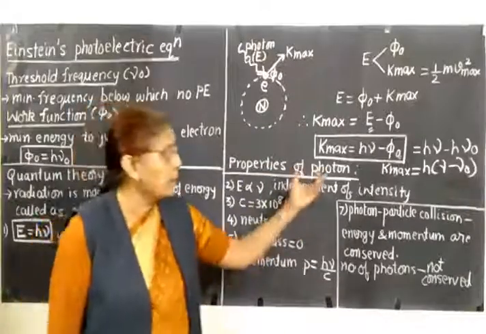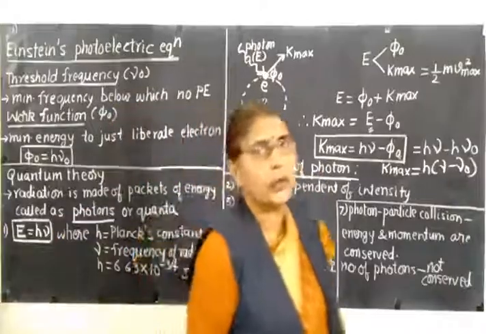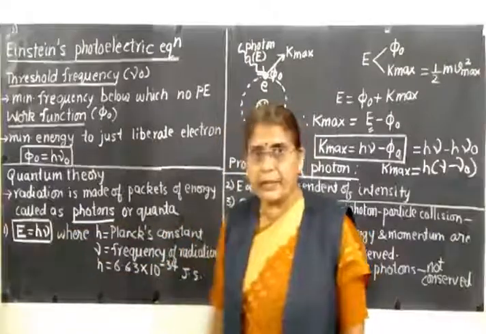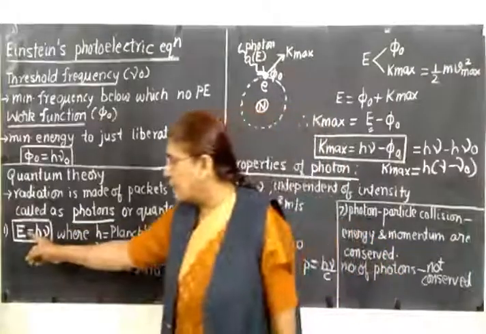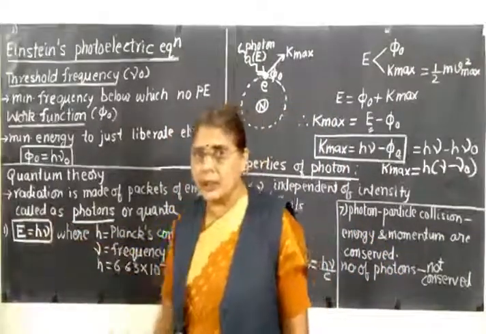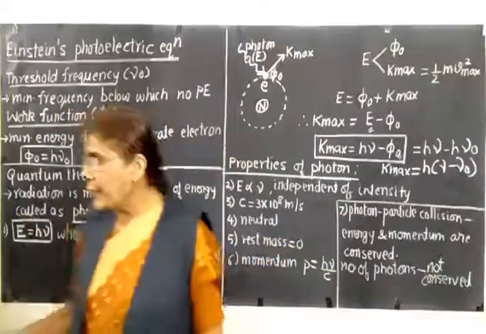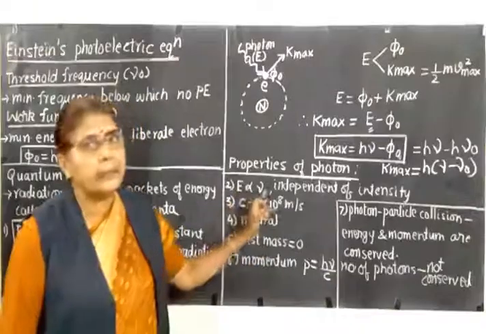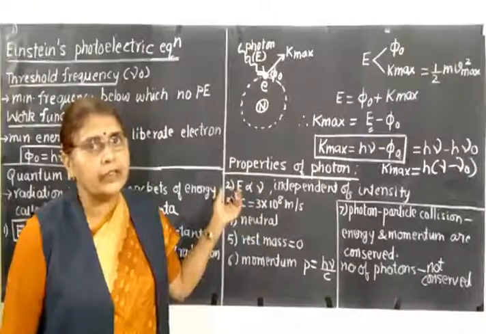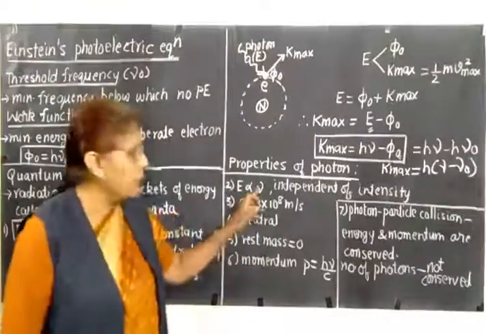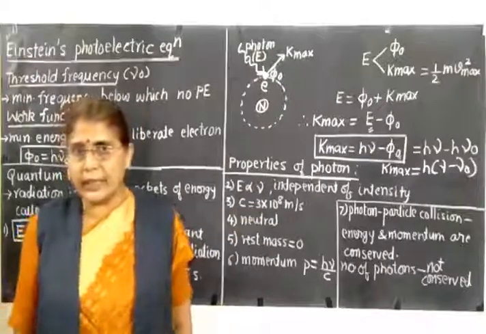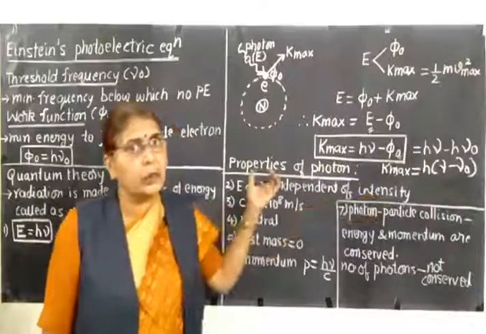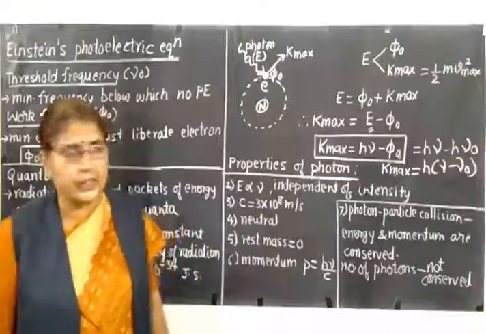Now we shall write down some properties of a photon. So what are the properties of a photon? Let us begin with the first property. Already we have written energy of a photon is given as E equals h nu. This equation shows that E is proportional to nu. So second property is E proportional to nu. That is, energy of a photon is directly proportional to the frequency of radiation. But it does not depend upon the intensity of radiation. It depends only on the frequency of radiation.